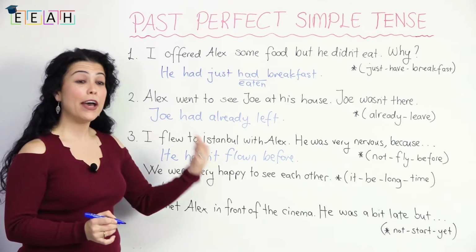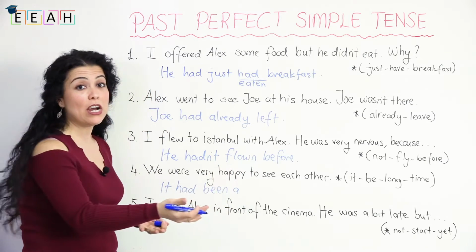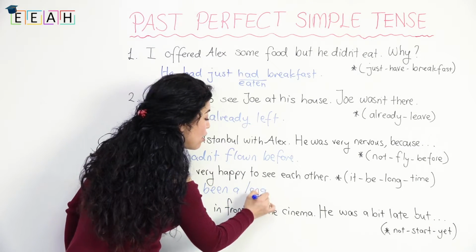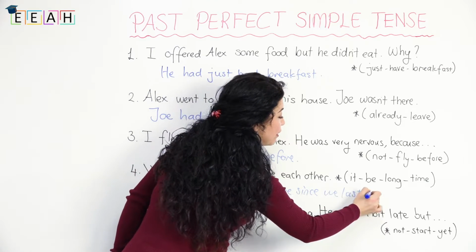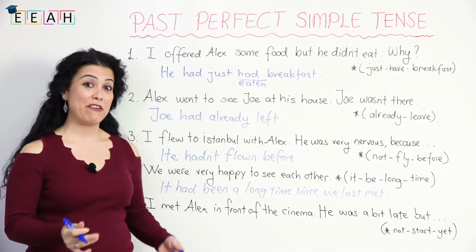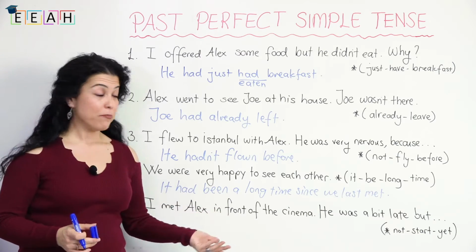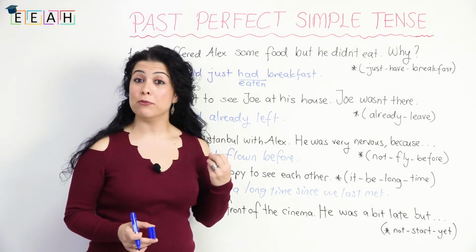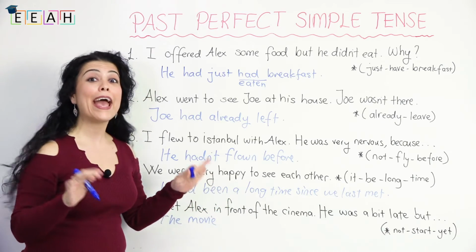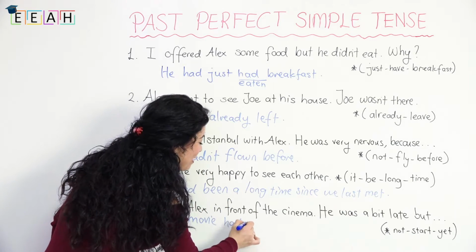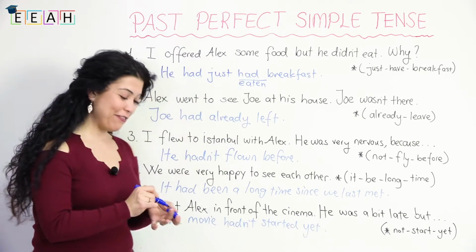Number 4. We were very happy to see each other. It had been a very long time, right? It had been a long time since we last met. That's why we were very happy. And number 5, I met Alex in front of the cinema. He was a bit late, but the movie hadn't started yet. Very good.